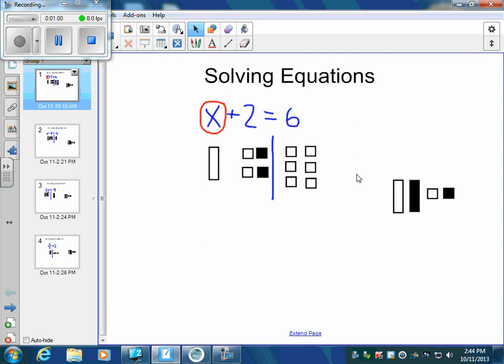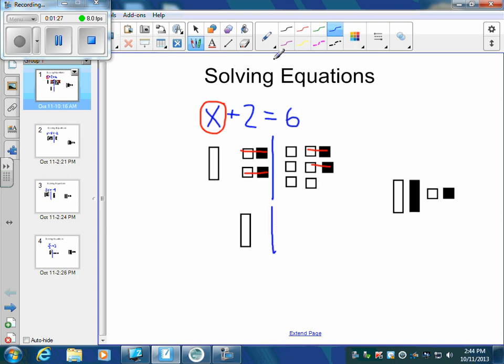And remember, equations are just like balance beams. So whatever I do to the left side, I have to do to the right side. So I have to bring in 2 negatives. A positive and a negative, they cancel each other out. So now I'm just left with x equaling 4 positives. And that's exactly what x is. 4 plus 2 equals 6.